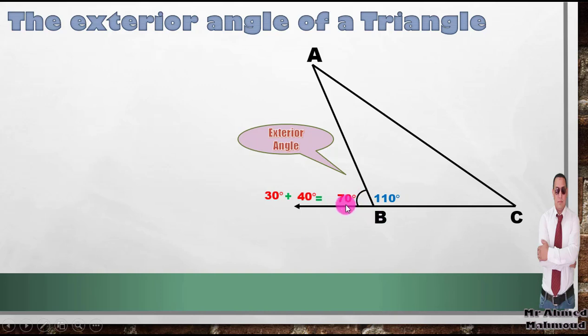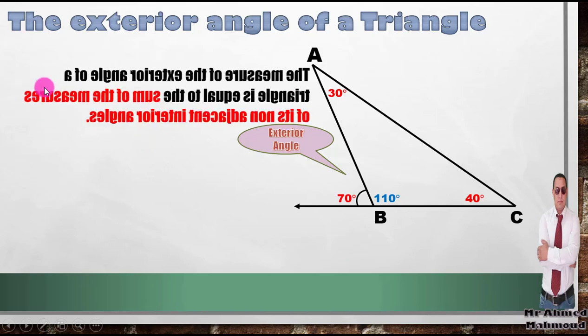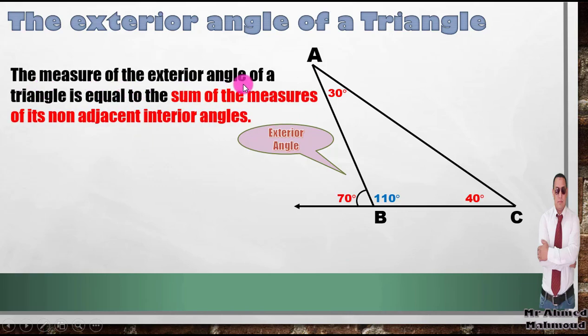Again, the exterior angle equals the sum of two non-adjacent interior angles. The rule is: the measure of the exterior angle of a triangle equals what? The sum of the measures of the two non-adjacent interior angles. Non-adjacent, I mean here angle A and angle C. This is a very important rule. Okay, let's solve the next questions.